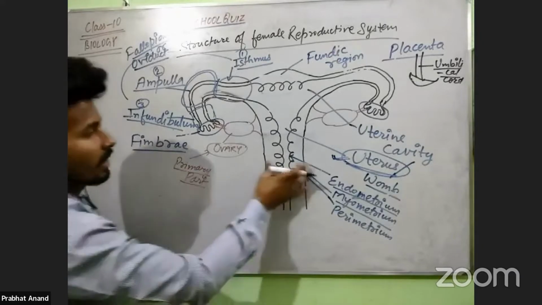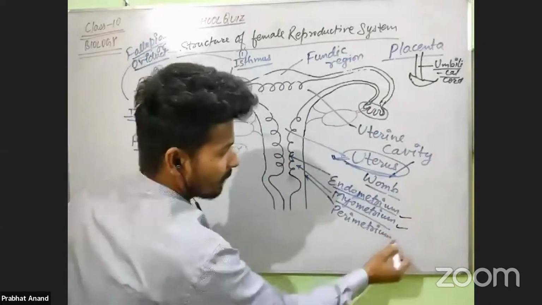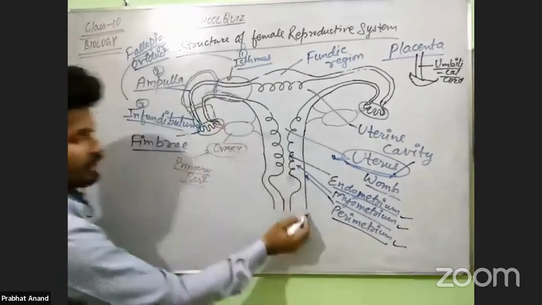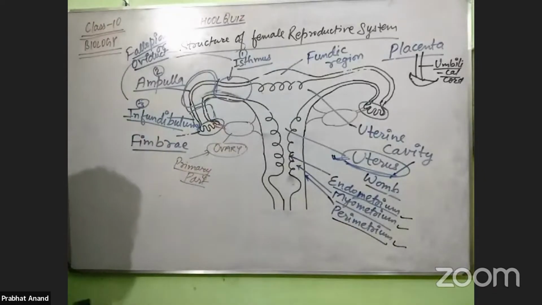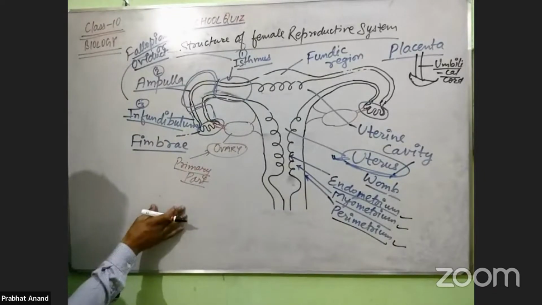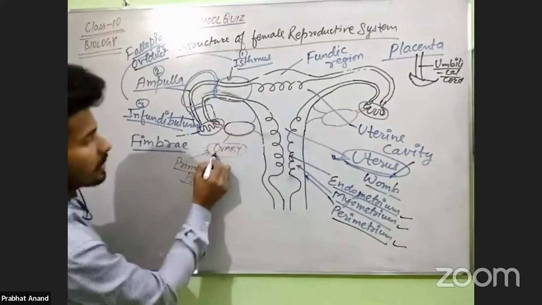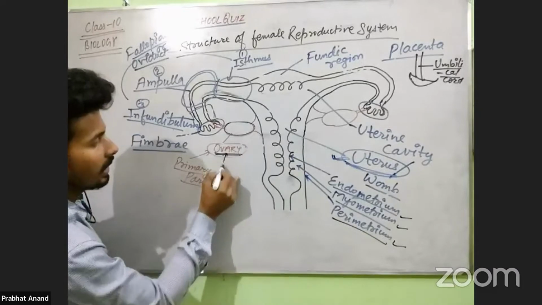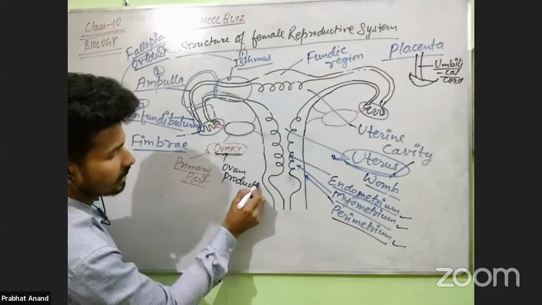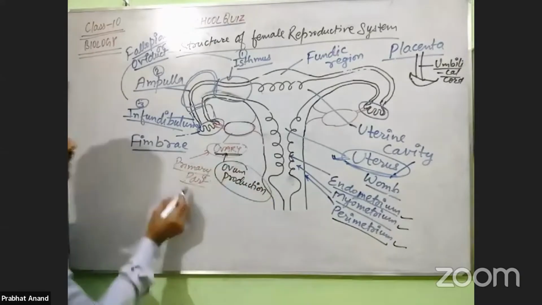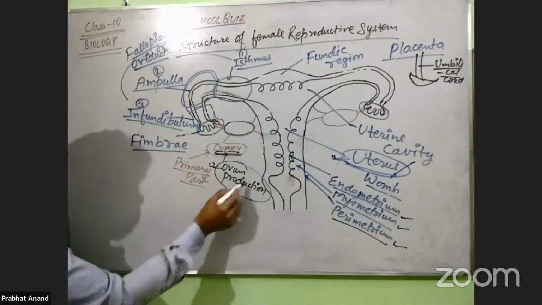So before fertilization, we are talking here about this layer called the endometrium, this called the myometrium, and this called the perimetrium. Okay, so after this, the layer that I have made in red is called the ovary, and here ovum production takes place. The primary part of any female reproductive system is the ovary, where the ovum is produced.